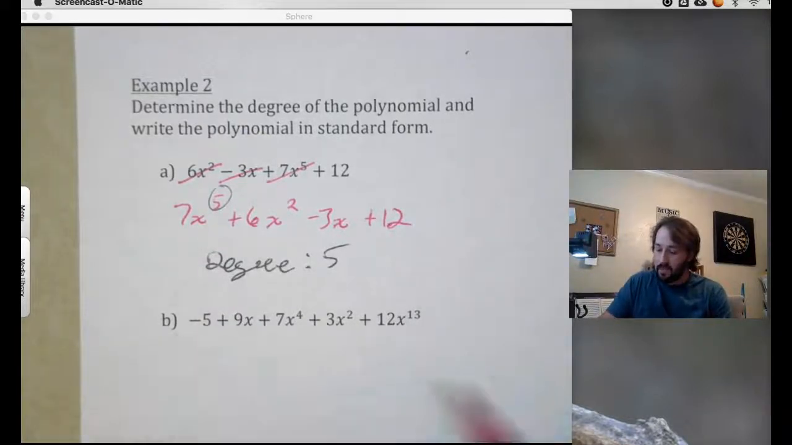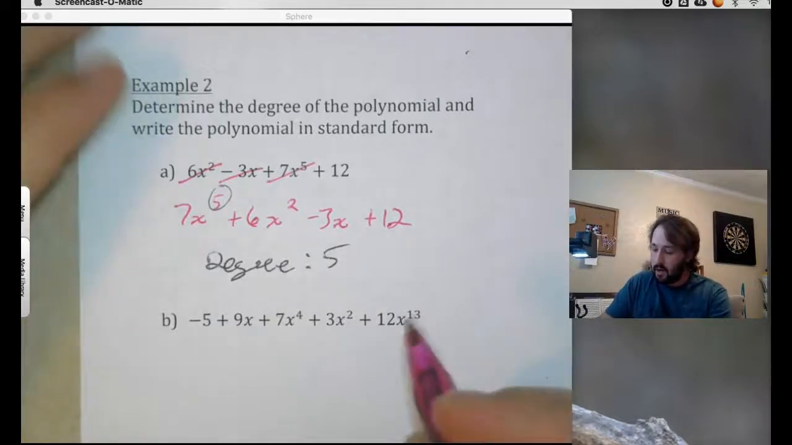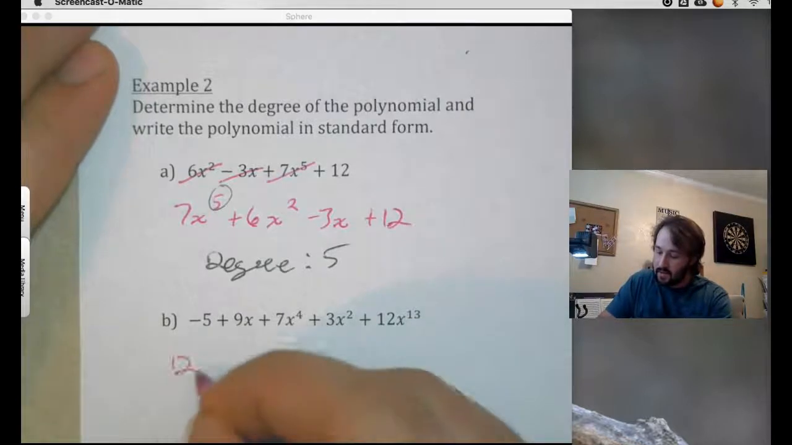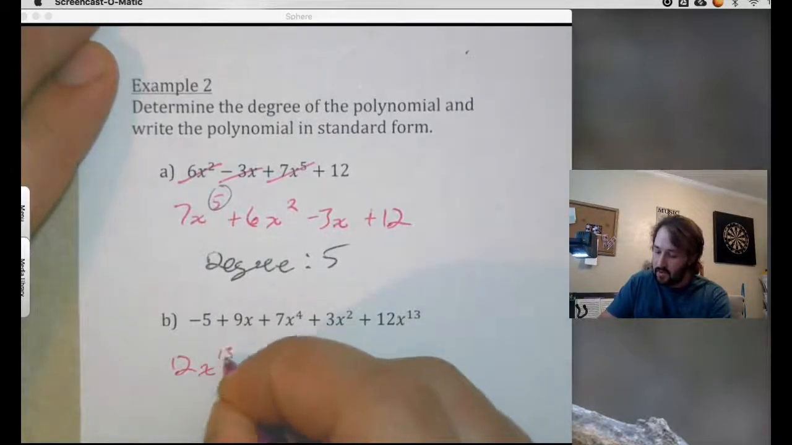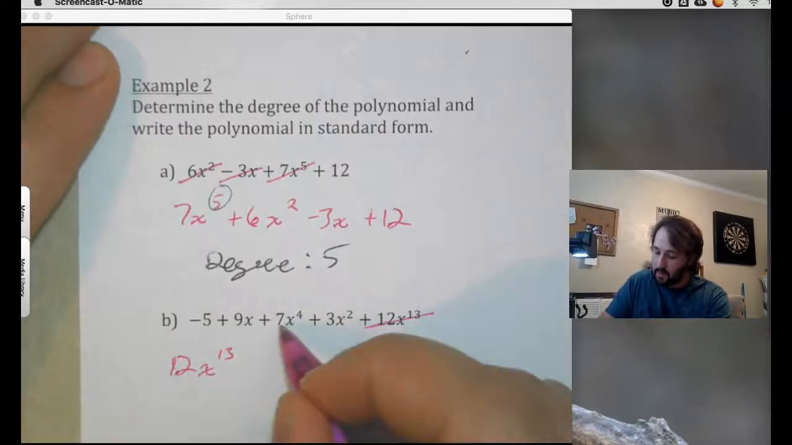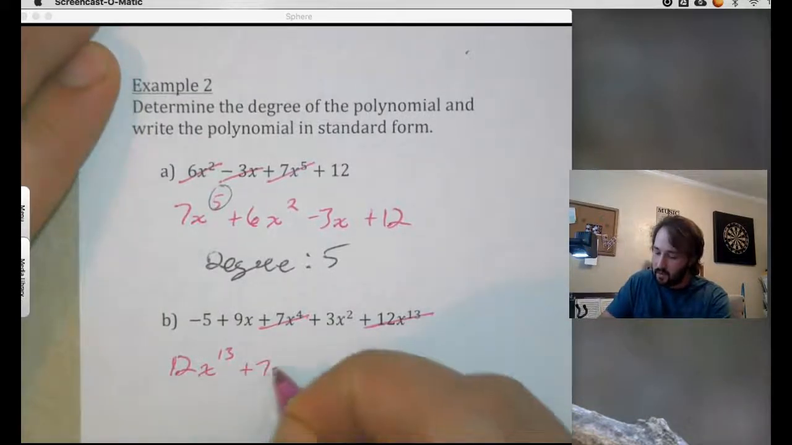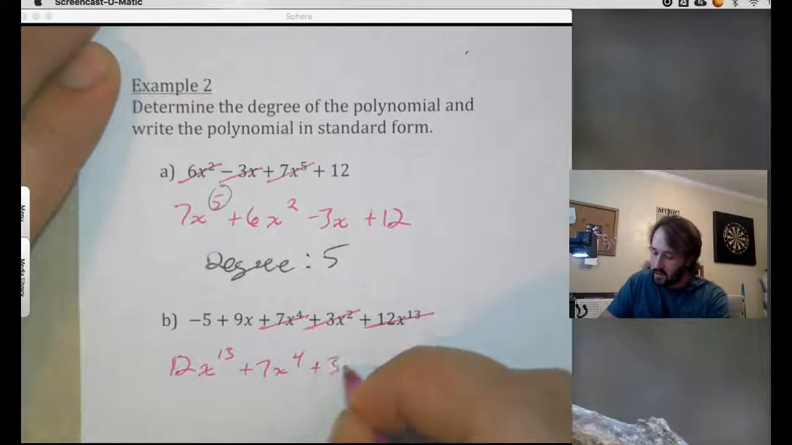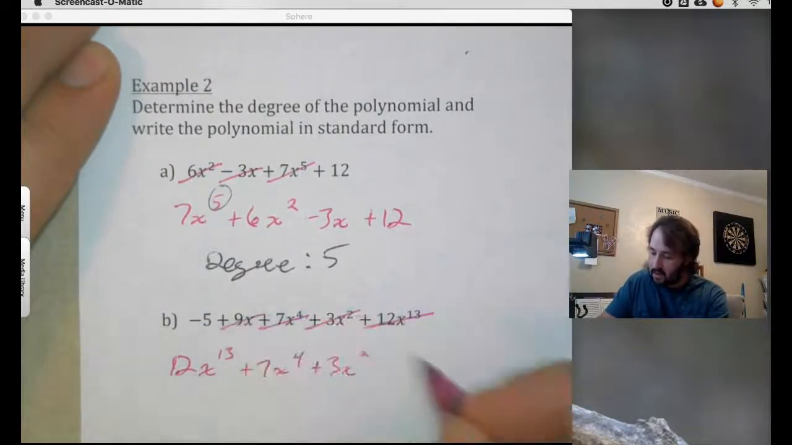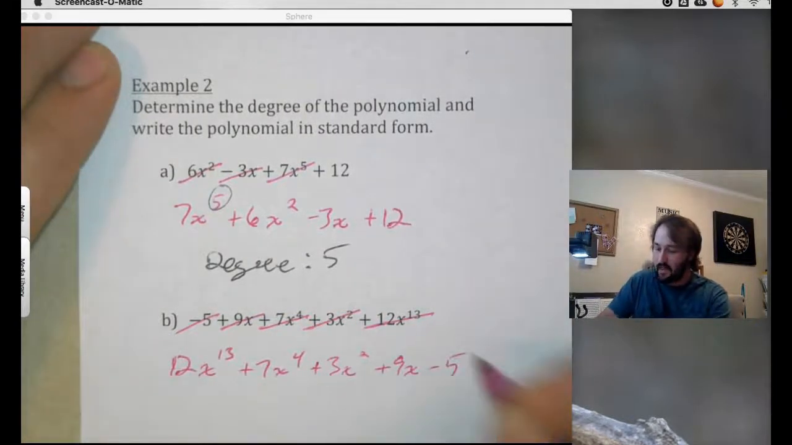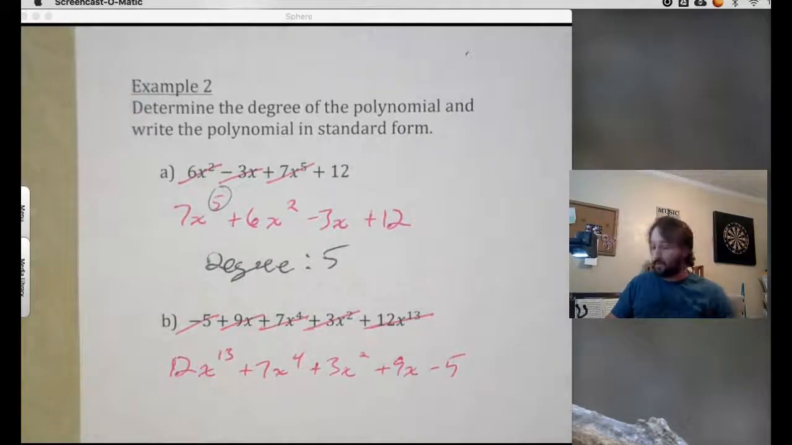With part B, same idea, put it in standard form. I'm looking for the highest exponent. This time it is to the 13th. So I'll take that term first, 12x to the 13th. The next highest I see is plus 7x to the 4th. The next highest is the squared, so plus 3x squared. The next highest is that 9x, so plus 9x. And the next highest is that minus 5. And there it is in standard form.